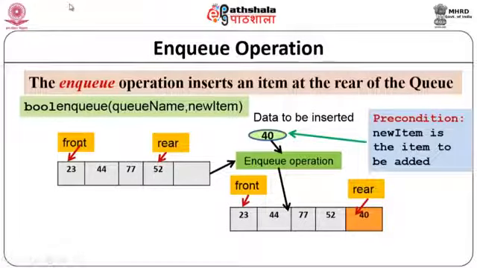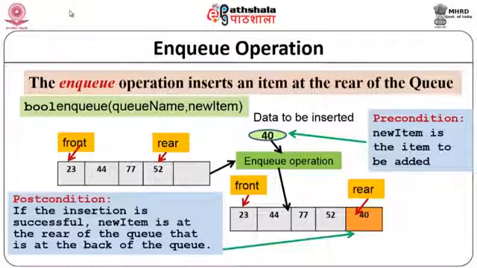Once this is decided, we will call the NQ operation for the original queue. After the NQ operation, what happens? The front does not change. 40 has been added after rear, and rear is incremented. Here I am saying incremented, it is changed. It depends on the implementation, whether it is incremented or whether the pointer points to another element, but here rear changes. So, what is the postcondition? If the insertion is successful, then the new item would be found at the rear of the queue, that is the back of the queue. That is the postcondition. So, this is the NQ operation.